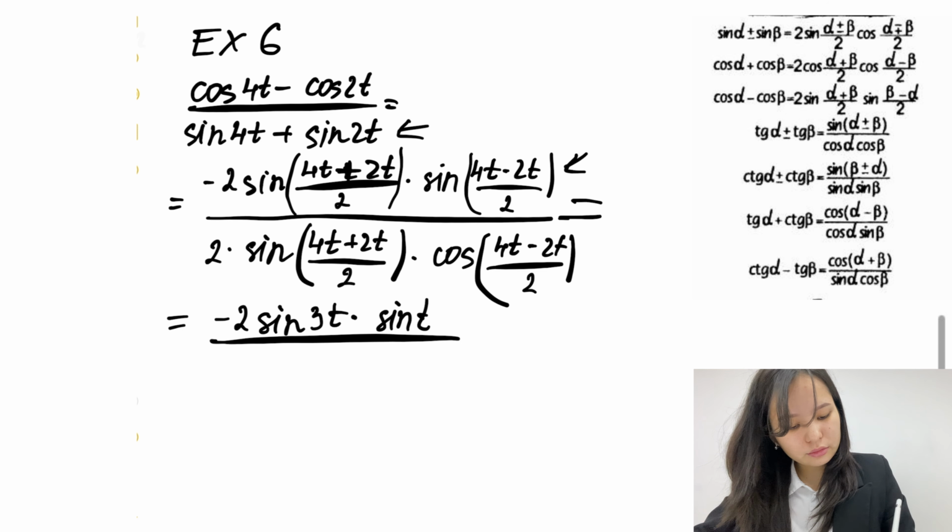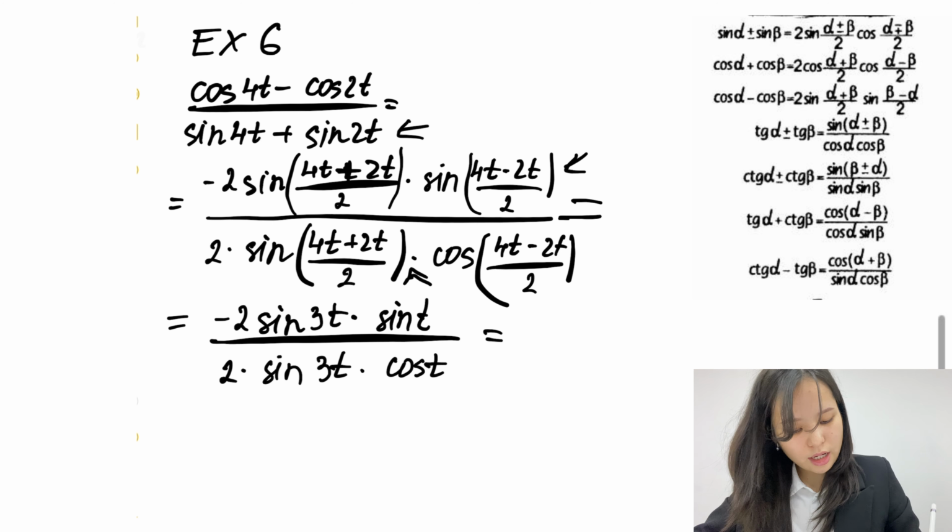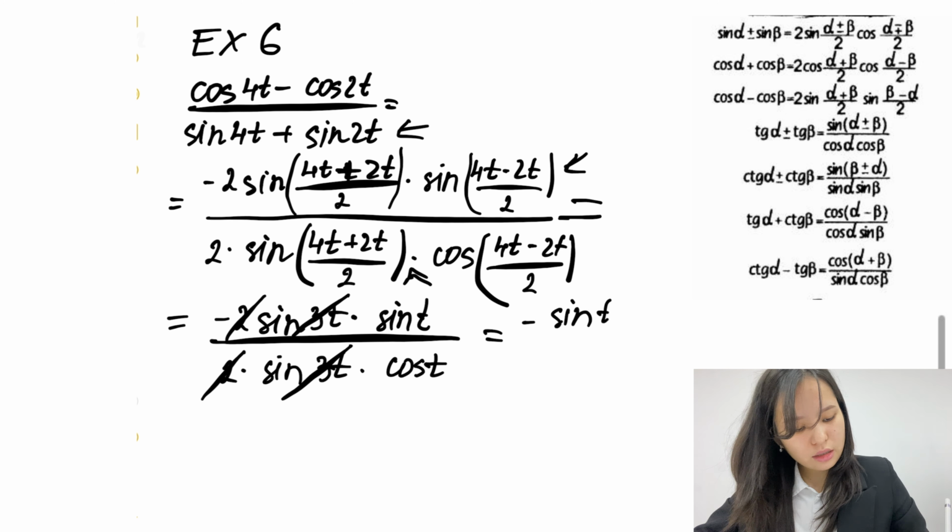This one, divided by 2 multiplied by cosine of (4t plus 2t) divided by 2, it's equal to sine 3t multiplied by cosine t, right? 2 divided by 2 equal to 1, sine 3t divided by sine 3t equal to 1, it will be minus sine t divided by cosine t. It's equal to minus tangent t.